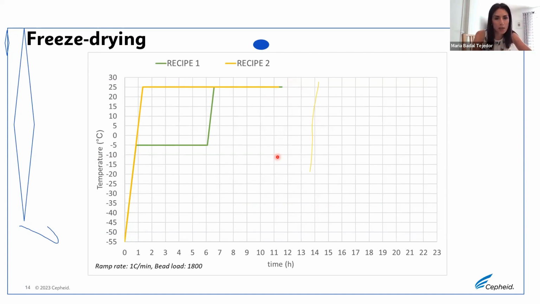We just apply 1 RAM. And then the set pressure is also 200 millitorr, which means that sublimation will start at -34 degrees.